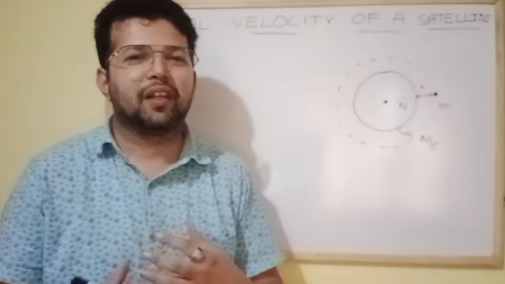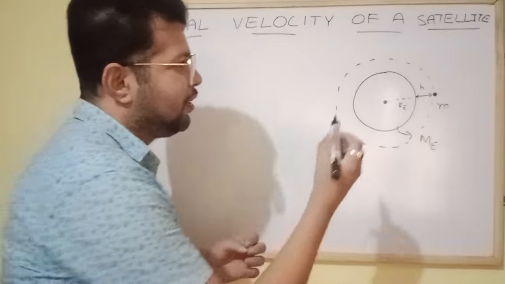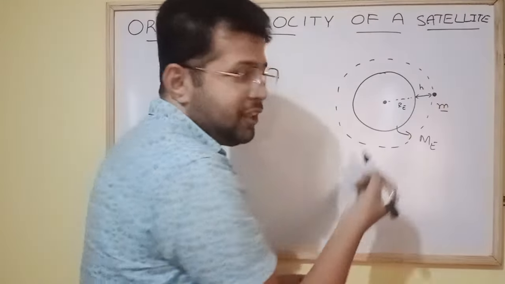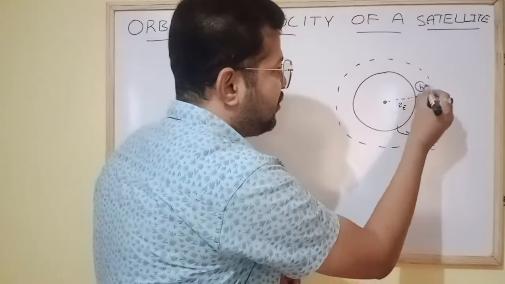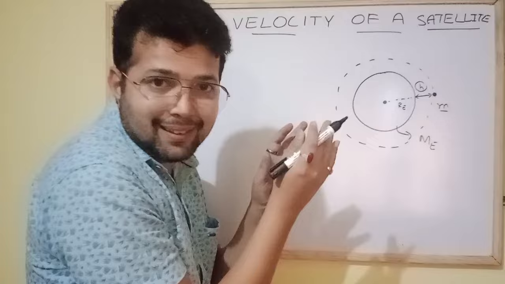Hi dear students, now we will derive an expression for orbital velocity of a satellite. We will consider a satellite of mass m, which is at a height of h from the surface of earth and it is revolving around the earth.